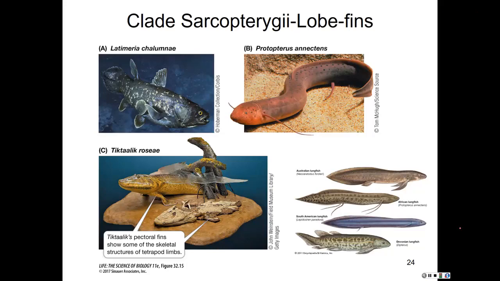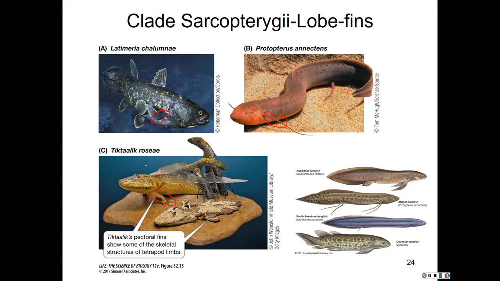Okay, we're back, and we're going to talk about the Sarcopterygii, the lobe-finned fishes. The way they get their name is because they have these rod-shaped bones surrounded by muscle in their pectoral and pelvic fins. So you can kind of appreciate that a little bit here and here, and certainly here, although this is a transitionary organism I'll talk about in a minute.